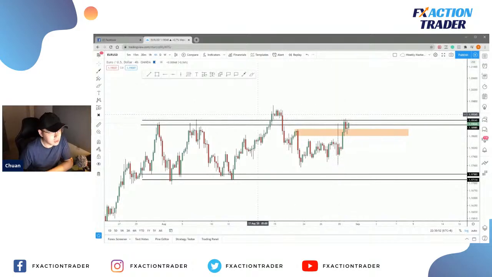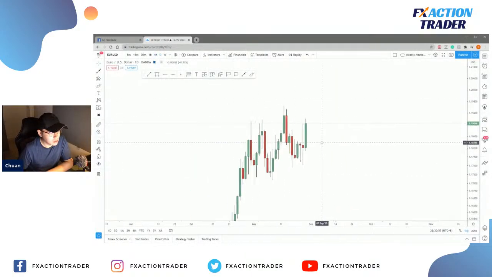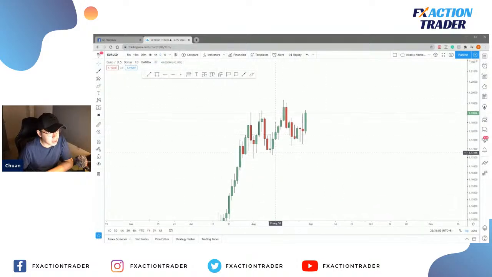So this week, what are we going to trade for this euro dollar, either a buy or a sell? Let us start with the daily chart. On the daily chart, what we can read right here is that the market is still in a very obvious uptrend.